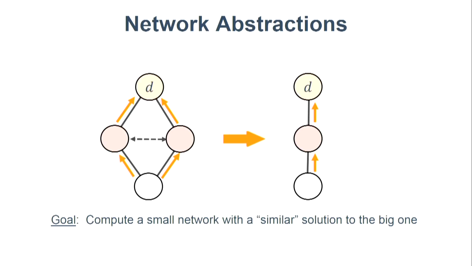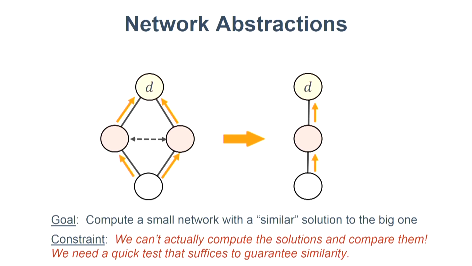The main difficulty is that we can't just compute the routing solutions of the large network because that's, in a sense, what verification is trying to do. And so if our compression algorithm were to just compute the solutions, it wouldn't have any effect on speeding up the overall process. So what we really need is a quick test that suffices to guarantee similarity of the solutions between the small and the big network.